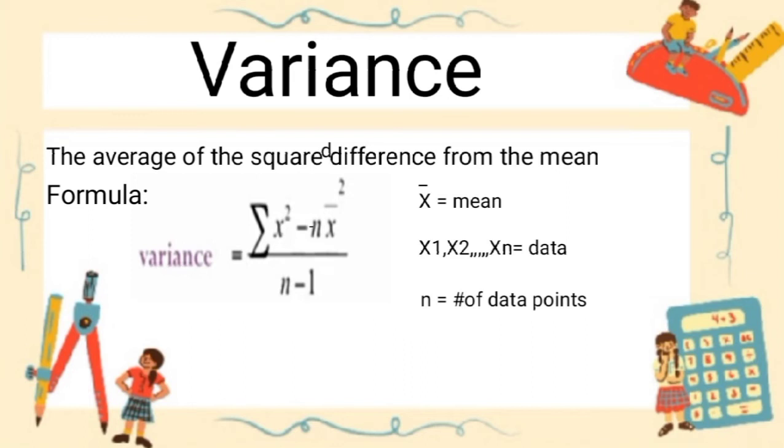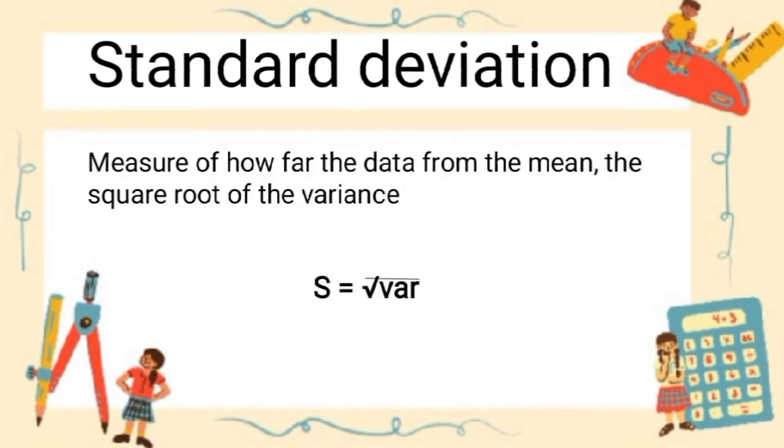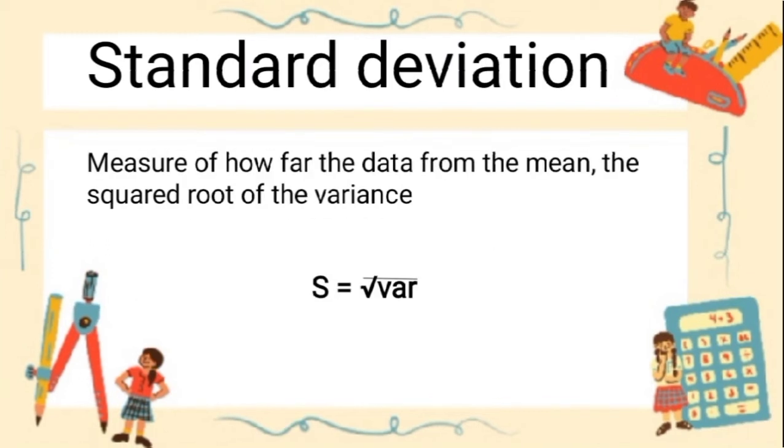Variance: the average of the squared differences from the mean. The formula: the sum of all x squared minus n times the average of the data points squared, over n minus 1. X bar is the mean, x1, x2, up to xn is the data, and n is the number of data points. Standard deviation: a measure of how far the data is from the mean. It is simply the square root of the variance.